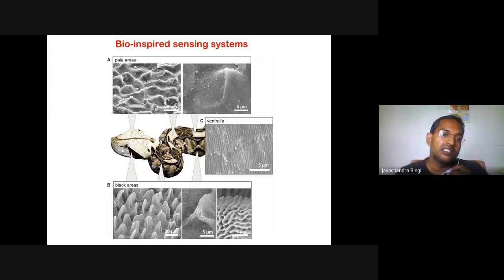But how is this sensing system working? That sensing system, again, is pressure based or vibration sensing, whatever it may be. Pressure based or vibration, both are almost similar. So if you see that kind of sensing system, here you can see the surface. The surface is nothing but the microstructure. These microstructures, the black areas you can see, are like this.